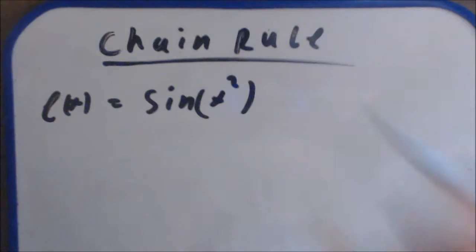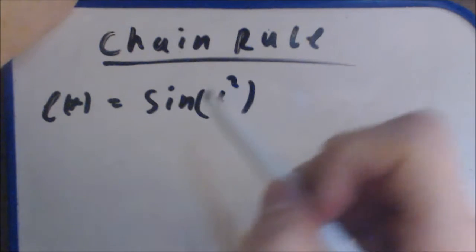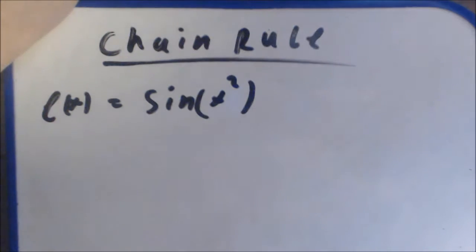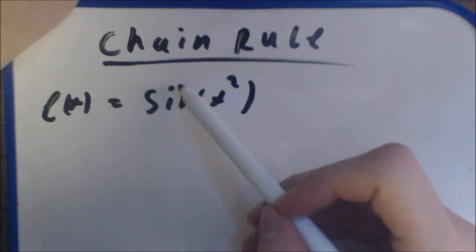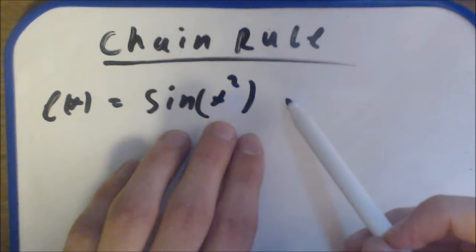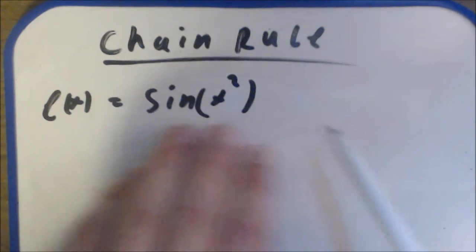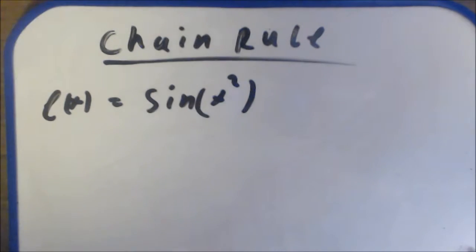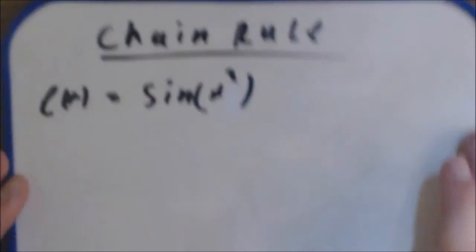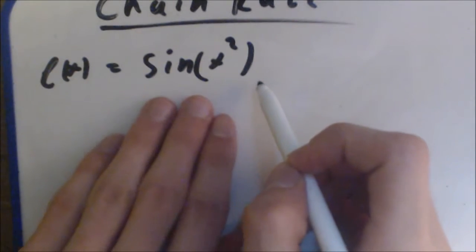Alright, so for this, we're basically peeling away these functions like an onion. We're taking the derivative of the outside while ignoring the inside, and then taking what that was and taking the derivative of the inside. I shouldn't have said ignoring the inside, but I'll show you. Just step by step, you'll see what I meant.